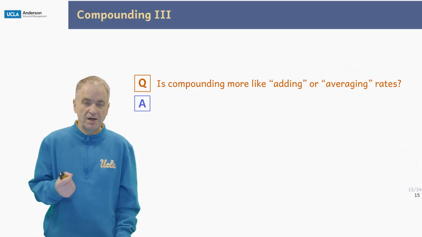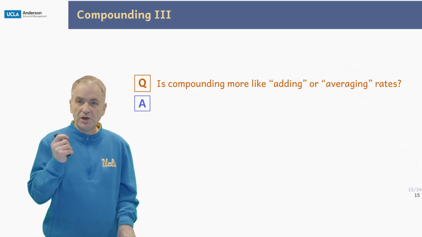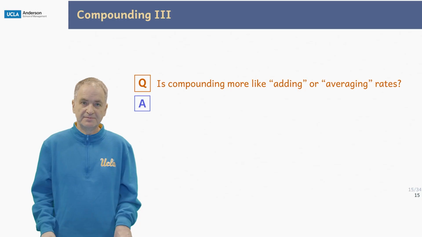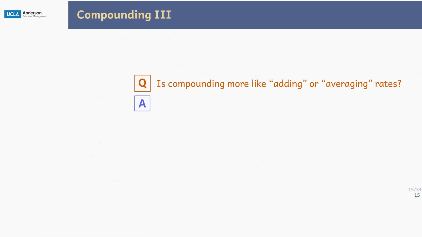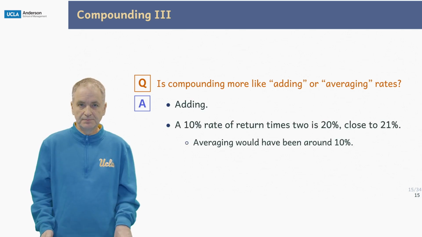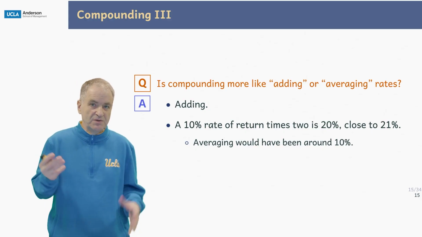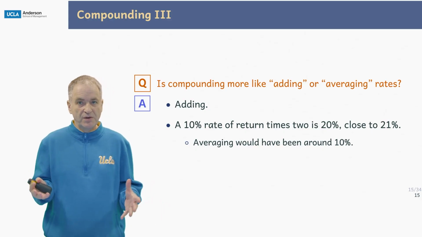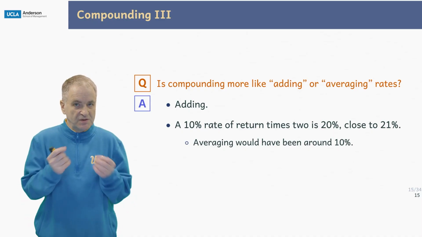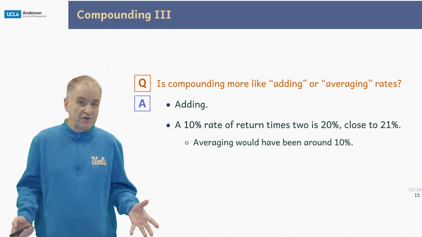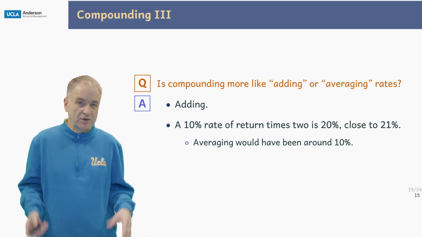Is compounding more like adding or more like averaging rates? Please pause this video now. Answer the question on a piece of paper and then continue. It's more like adding. A 10% rate of return times 2 is 20%. Compounding it is 21%. So it's very, very similar. Averaging, of course, would be back to about 10%.